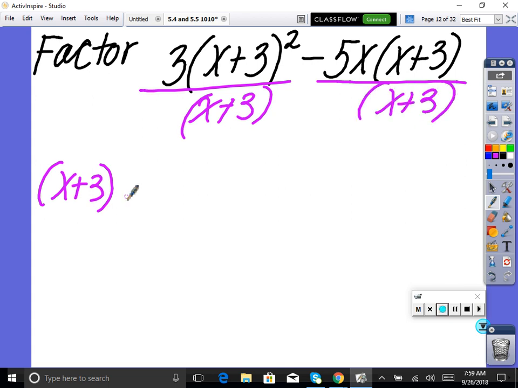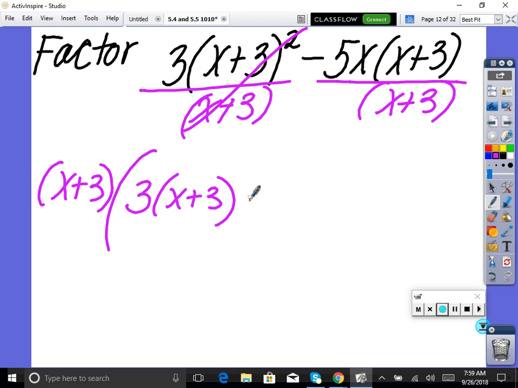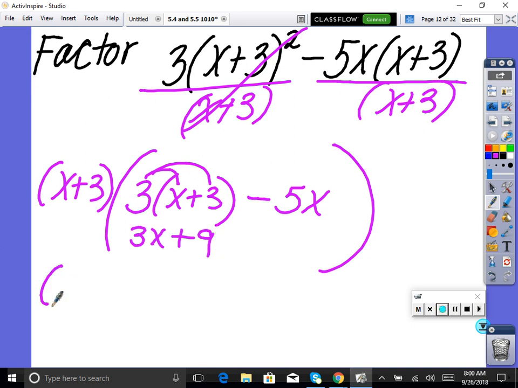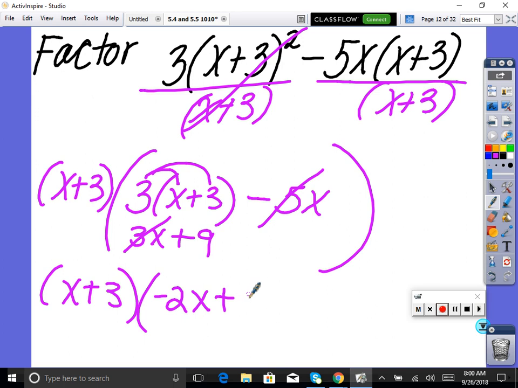Now let's see what's left in our parentheses. 3 is still there, and then we still have an x plus 3. Now careful, this is a minus sign, minus 5x. Is that it? Okay, now you'd say I can continue to simplify the inside because I can distribute. That would be 3x plus 9. So now we have an x plus 3 on the outside, but inside, combining my terms, 3x minus 5x is negative 2x, and then plus 9.